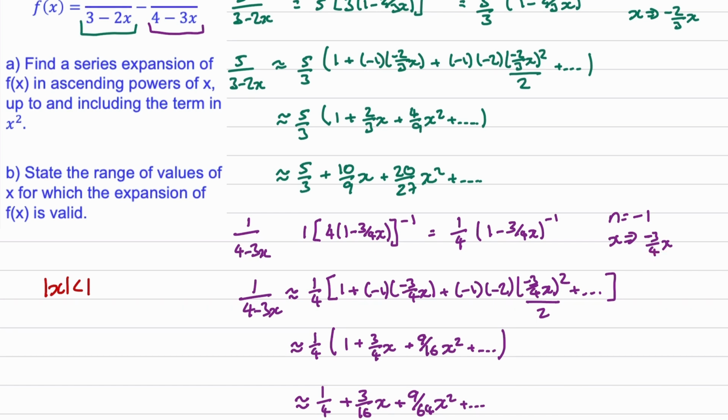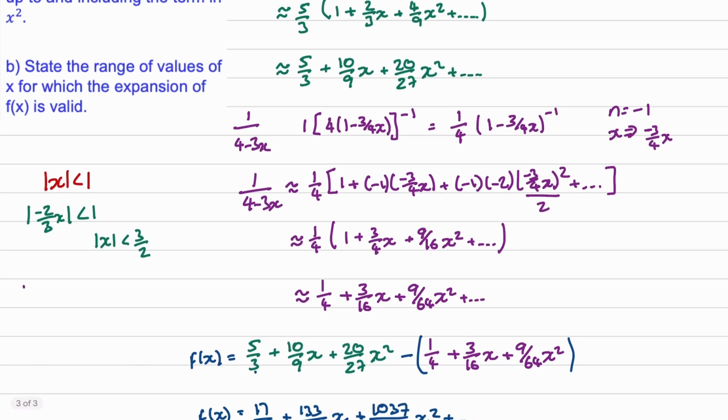So if we begin with our green fraction, the modulus of -2/3 x has to be less than 1, then the modulus of the x term will be less than 3/2. And if we look at our purple fraction, the modulus of -3x/4 has to be less than 1, then the modulus of x has to be less than 4/3. But now we need to look at which one we have to use.